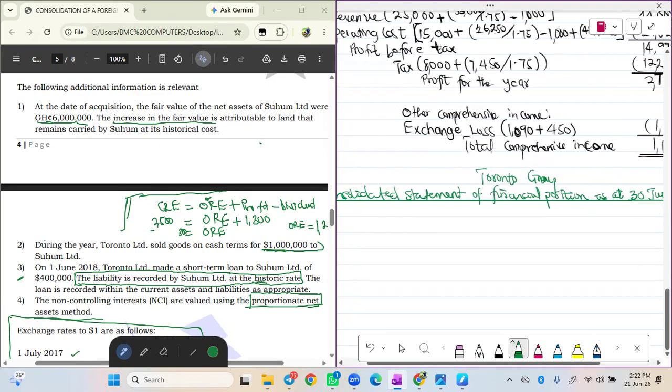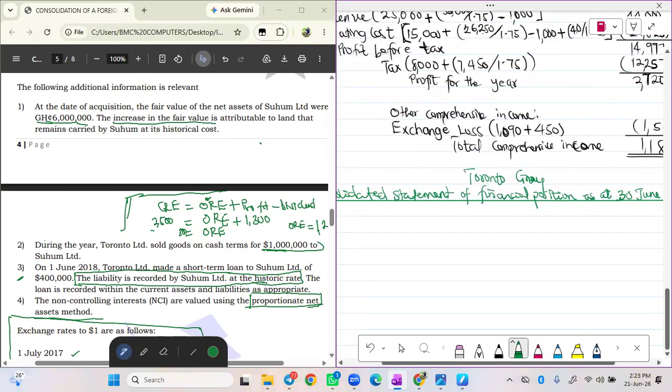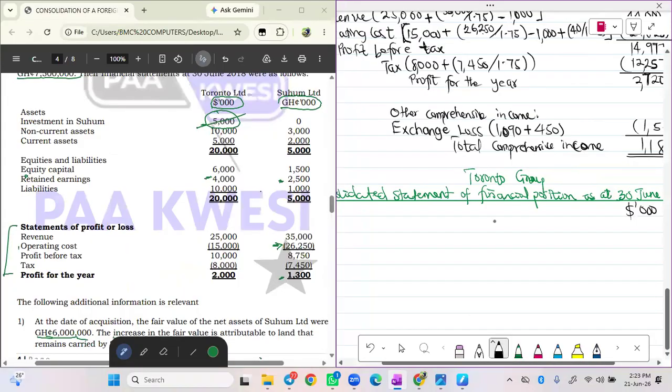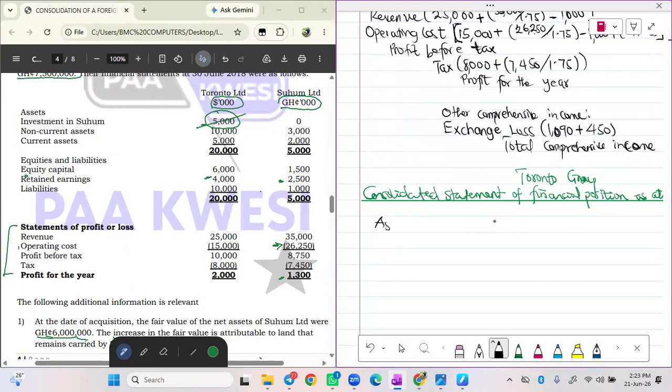All right. So now on to Dallas. That's our group's presentational currency. So we start with assets, and the investment in Sumo will be eliminated. So we start with the non-current assets. Here, the parent is already in dollars, so 10,000 plus the subsidiary's Ghanaian 3,000.